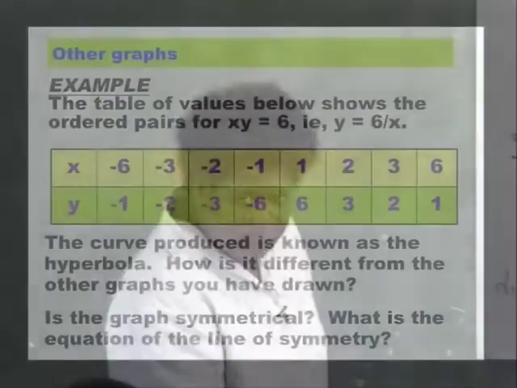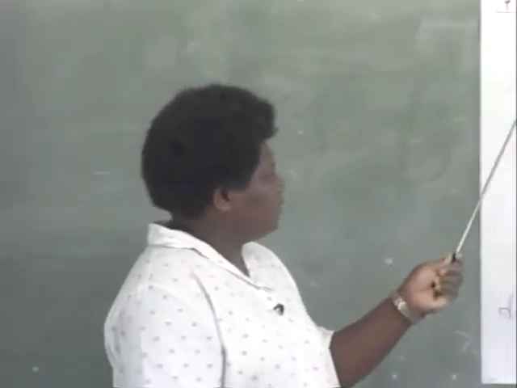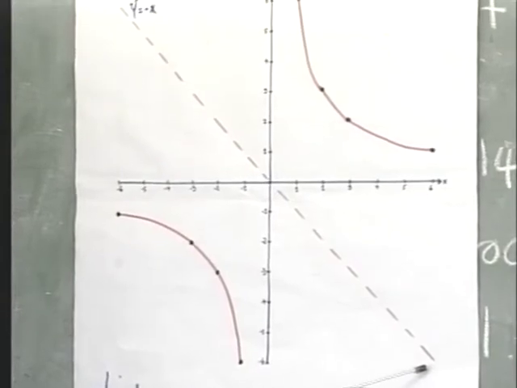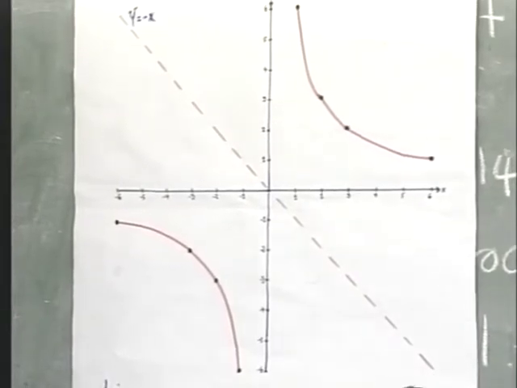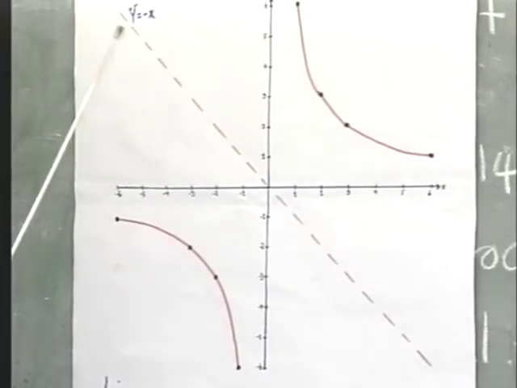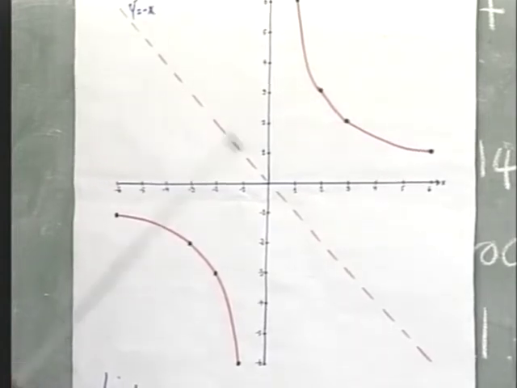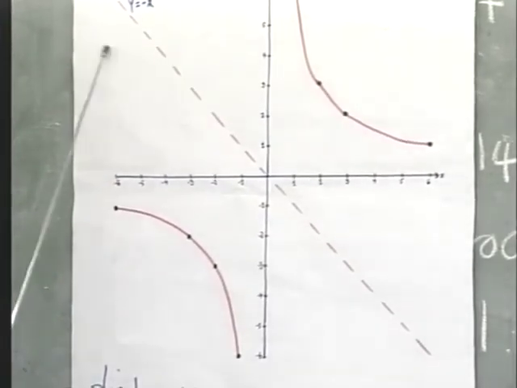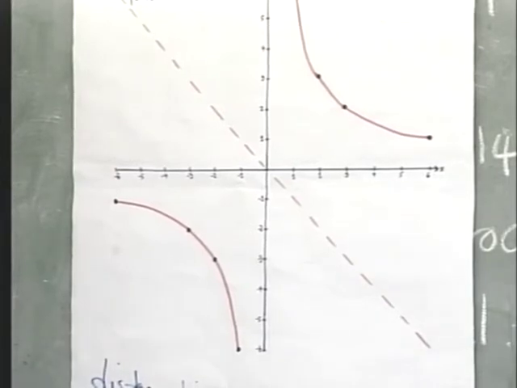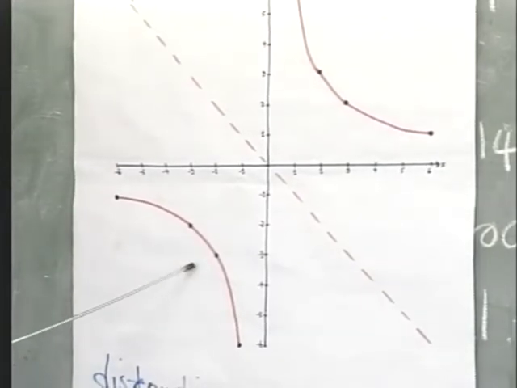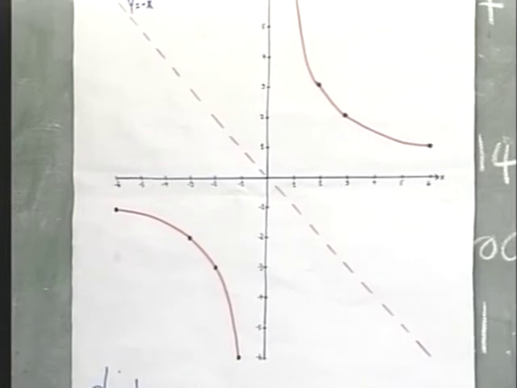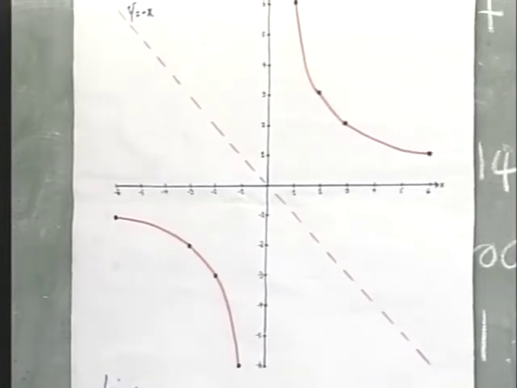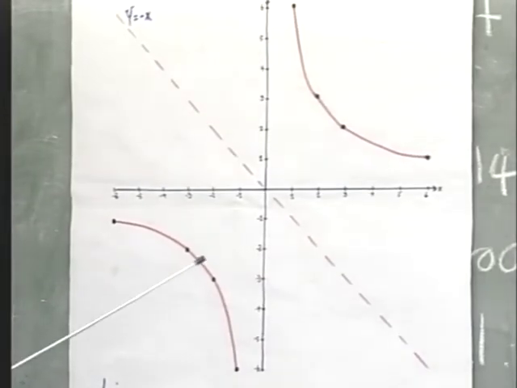Okay, the graph is symmetrical, actually has two lines of symmetry. One is this line here, which is y equals x, because if you folded the graph in half like that, then this side will actually fit perfectly onto this side. So one axis of symmetry is y equals negative x.